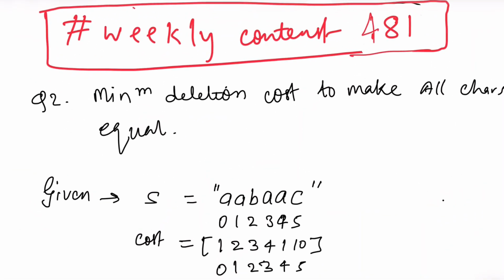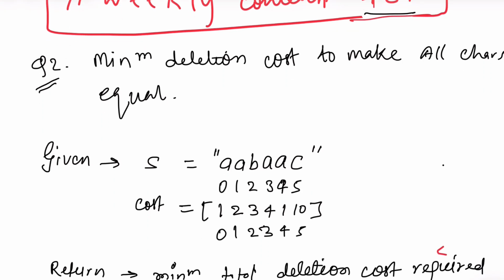So in this video, we are going to understand question number 2, minimum deletion cost to make all the characters equal. This is a contest problem, contest 481, and we'll try to understand what the question is saying. Very first, you have observed that the question is saying that we are given a string.